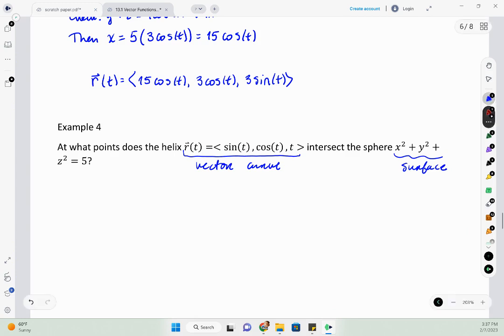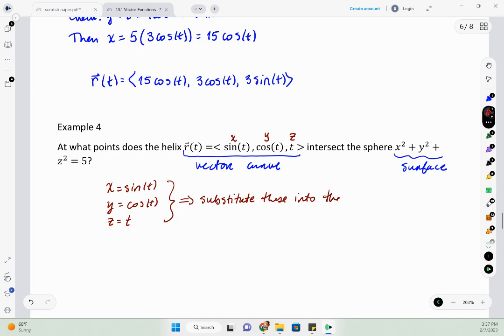What we have to remember is that the vector has x, y, and z components. What that means is that x is equal to sine of t, y is equal to cosine of t, and z is equal to t. Okay, we're going to take all of these and we're going to substitute these into the sphere to find the t value, or values of intersection.